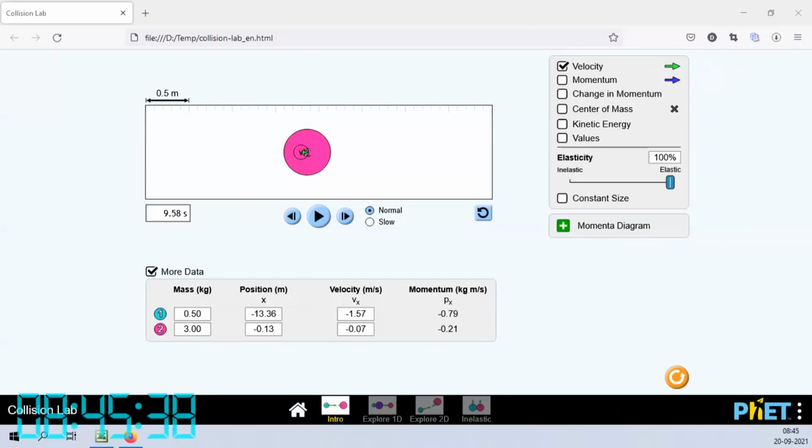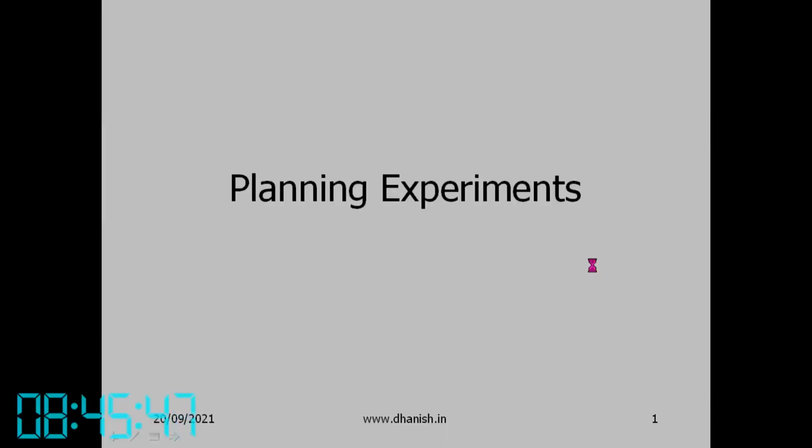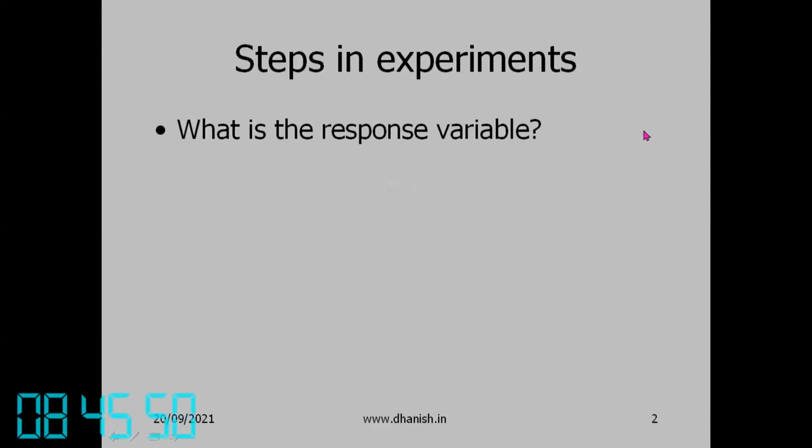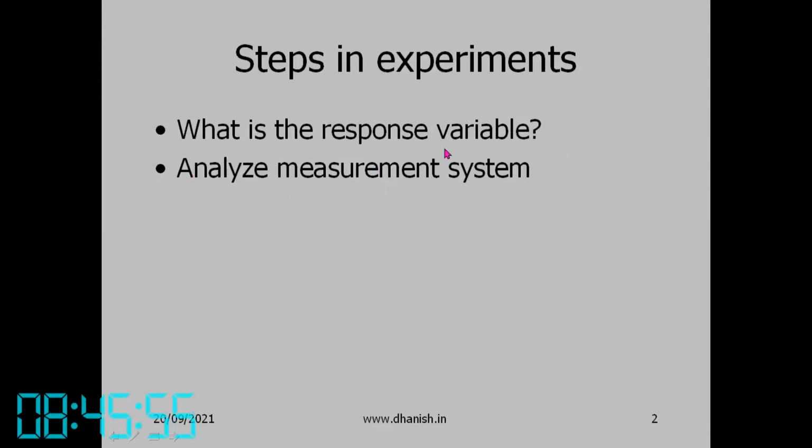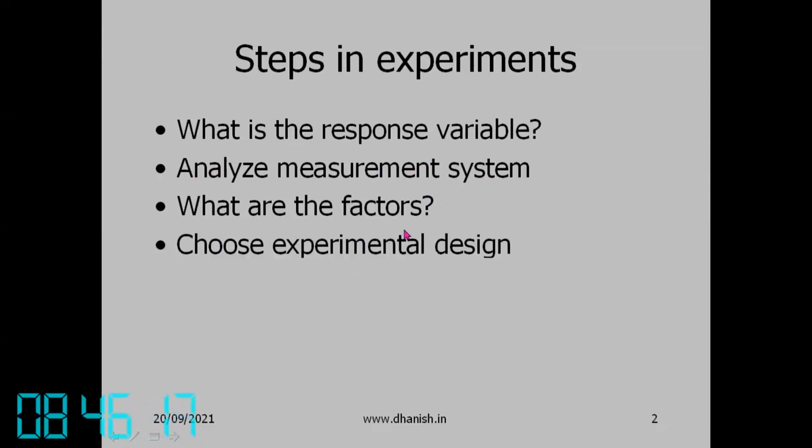Planning experiments. So first step is identify what is the response variable. Then analyze the measurement system, whether your measurement system is capable of determining the response variable. So if measurement variability is more, then we cannot really identify the factors. Then what are the factors which affect the system? So this you have to do a brainstorming and select all possible factors.